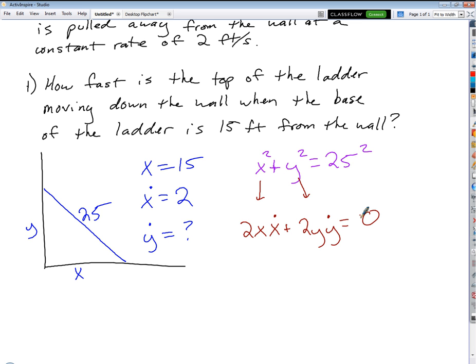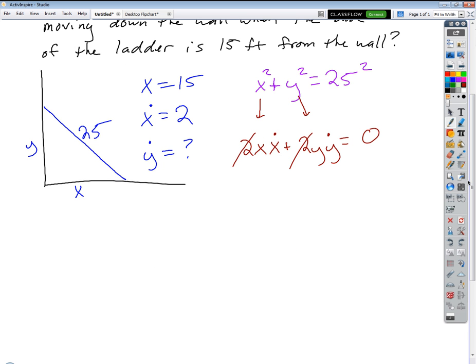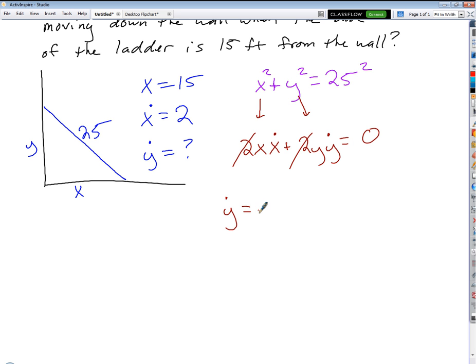We can make things simpler by doing what to both sides? Divide by 2, how about? Let's get rid of those. And then all we have to do, if we want to solve for y dot, is isolate y dot, right? So when we isolate y dot, what are we going to get? Negative x dot over y times x. Okay, good. So now all we have to do is plug and chug, except, what's our problem? We don't know y.